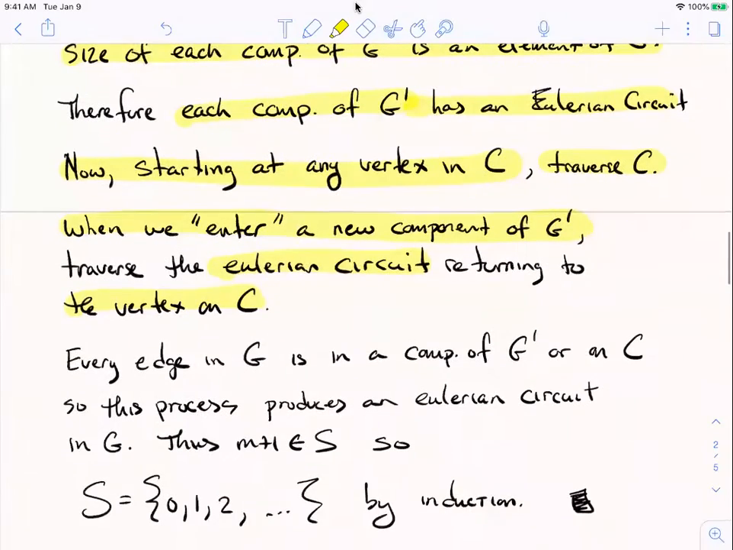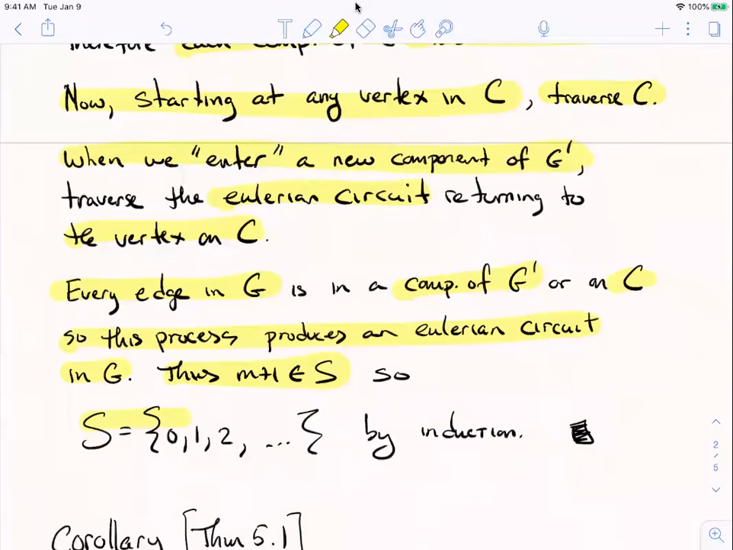Since every edge in this multigraph G is either in one of those components of G prime or was on the cycle C, when we're done with this process, we will have traversed every edge in G, and we wouldn't have traversed any edge more than once. All of the edges in the components of G prime were traversed once because of those Eulerian circuits, and we traversed the cycle C one time around. So basically, we've produced an Eulerian circuit in G. That means that the number m plus 1 is also in S, and so by the principle of mathematical induction, S is the set of all non-negative integers. All right, so that's what proves our theorem.